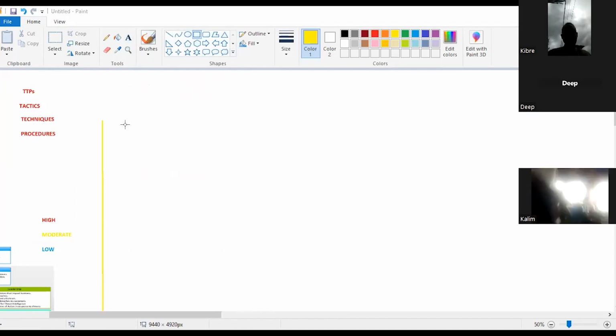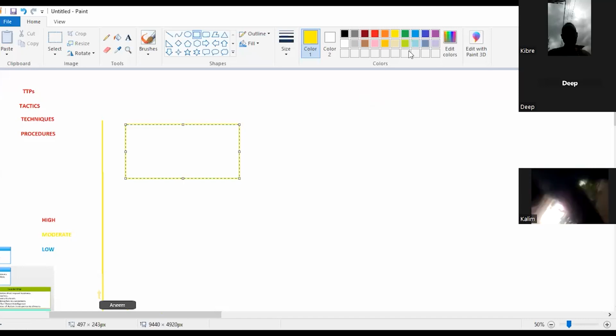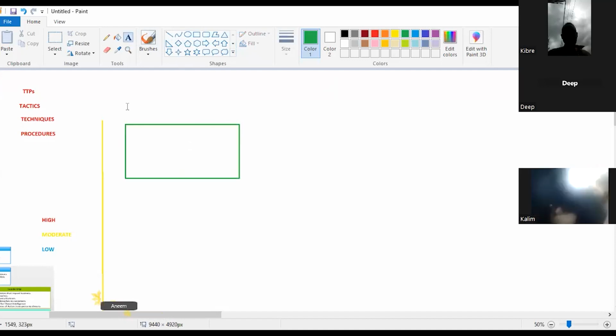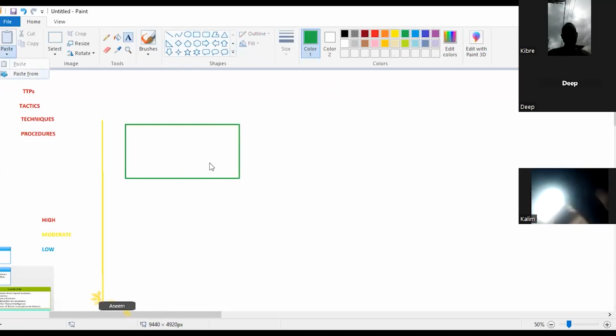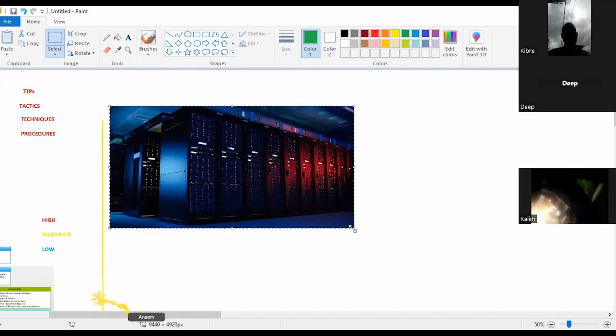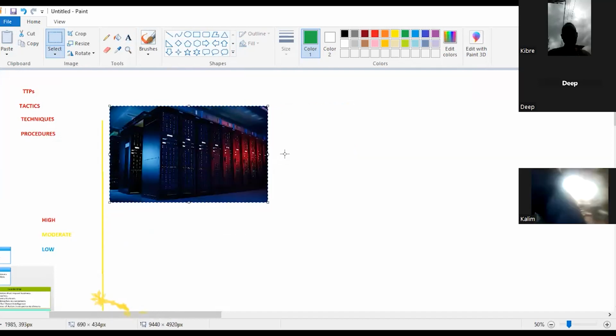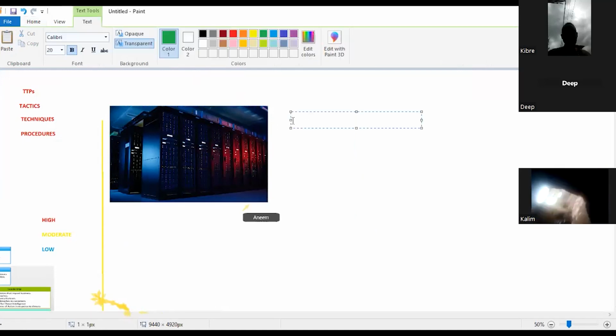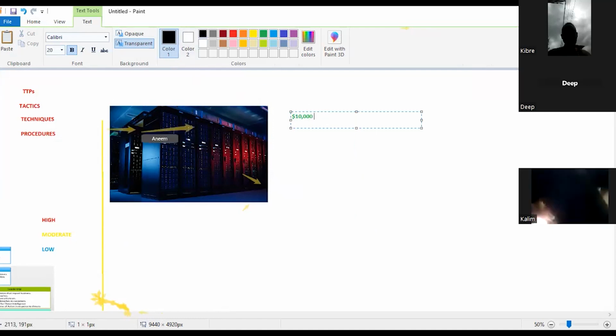So here we have an organization, and in this organization we have a server. We have a server, and it is generating $10,000 annually.